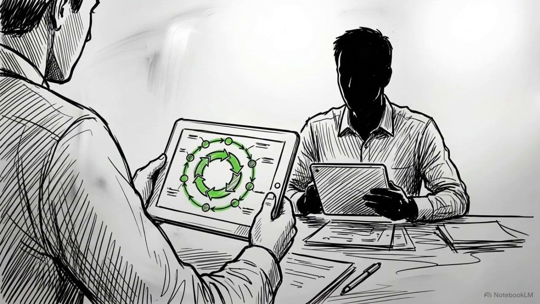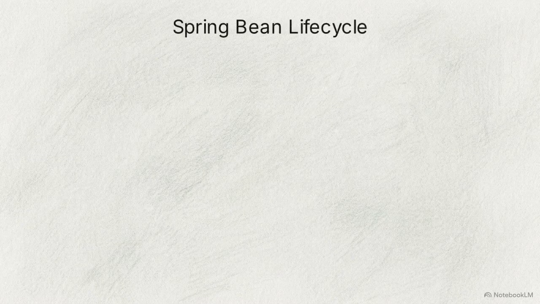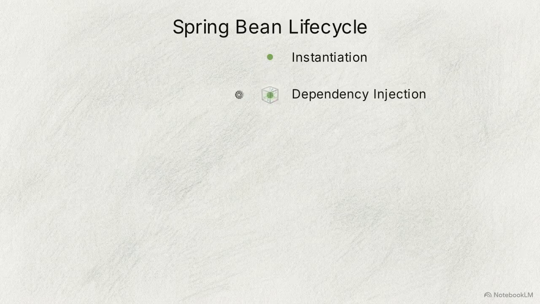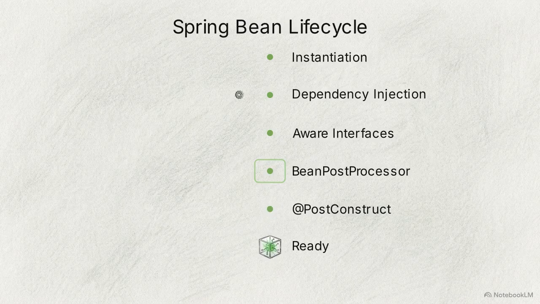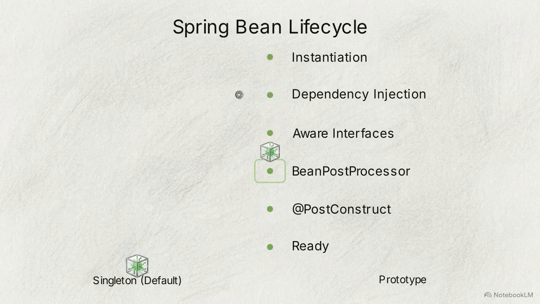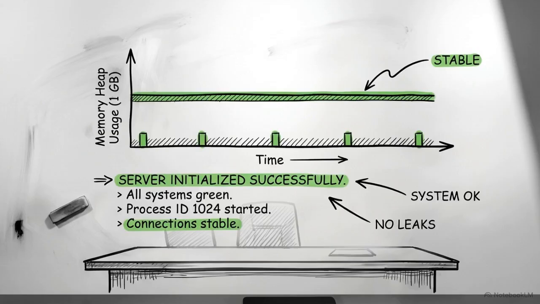Now the interviewer shifts to object management. They want you to map out the exact life cycle of a Spring bean. This diagram tracks a bean sequence: instantiation, dependency injection, aware interfaces, bean post-processor, @PostConstruct, and finally, ready. By default, a singleton scope runs this once. A prototype scope triggers this entire sequence every single time the bean is requested. Tracking these precise states prevents silent memory leaks and ensures your initialization logic runs exactly when you need it to.